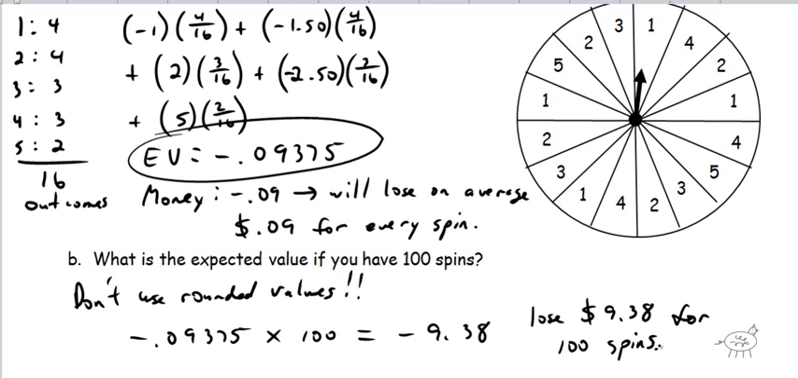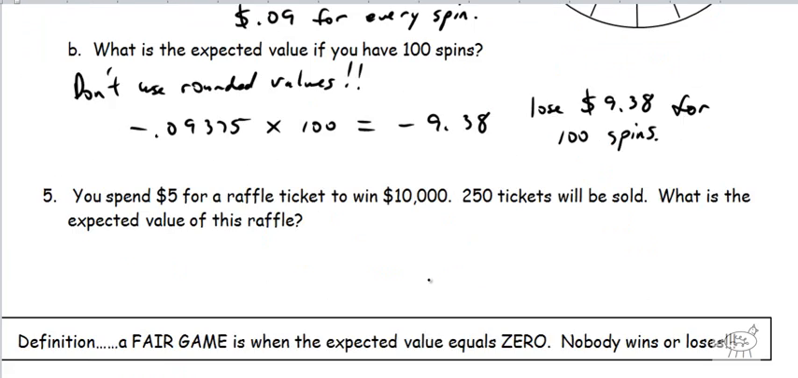Okay, I will take off if you come up with an answer of 9 cents and then you multiply it by 100 and get $9 and say I'm going to lose $9. I will take a point off for that because you're not really losing $9. You're losing $9.38. That's a big difference. So don't round your answer. When you use an answer for another calculation, you never round it. That's a very bad thing to do. Okay, let's keep going here.